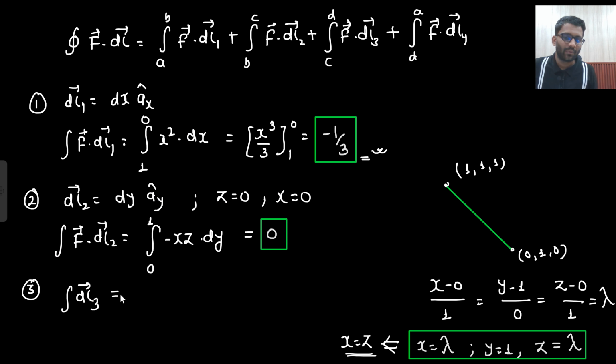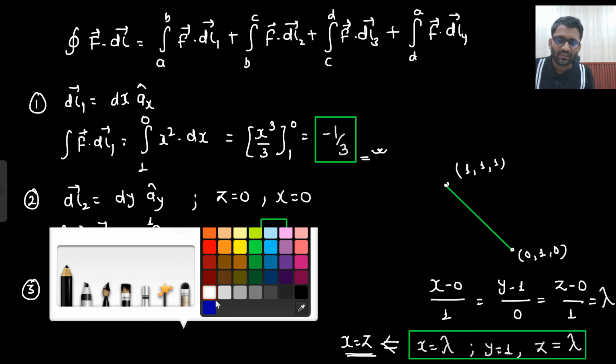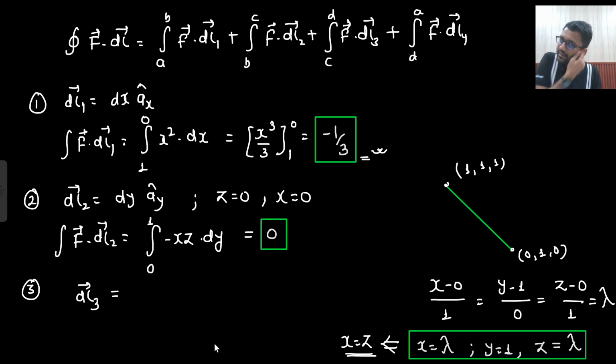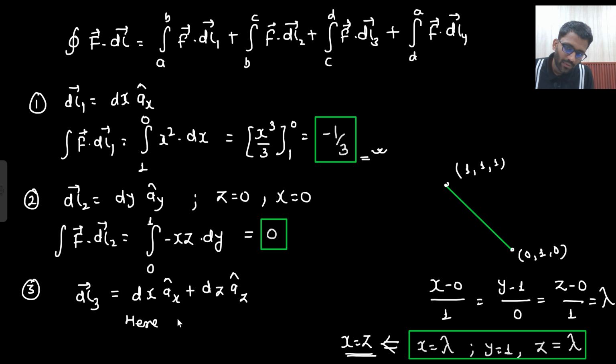So the equation was important, but what will be your dl3? What all things are changing? Z is changing and x is changing. So dx ax cap plus dz az cap. Here what do I know? That x is equal to z. So dx is equal to dz.